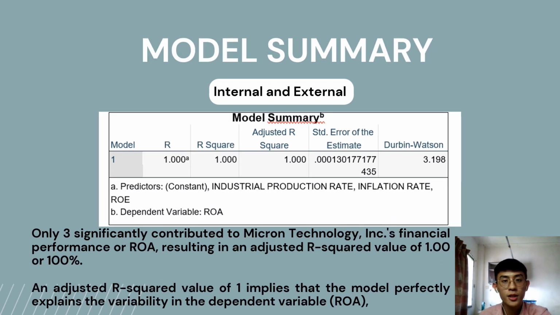For model summary, internal and external model, only 3 significantly contributed to Micron Technology's financial performance or ROA, and they are industrial production rate, inflation rate, and ROE, resulting in an adjusted R-square value of 1.0, which is 100%. An adjusted R-square value of 1 implies that the model perfectly explains the variability in the dependent variable ROA.